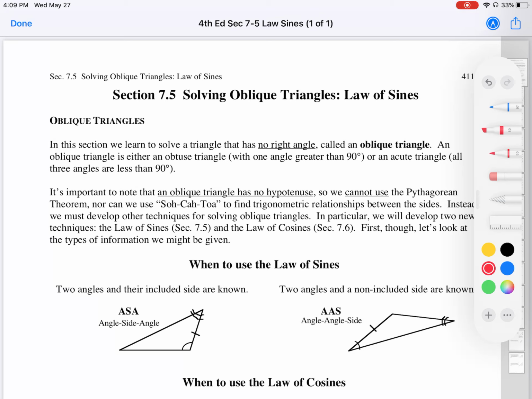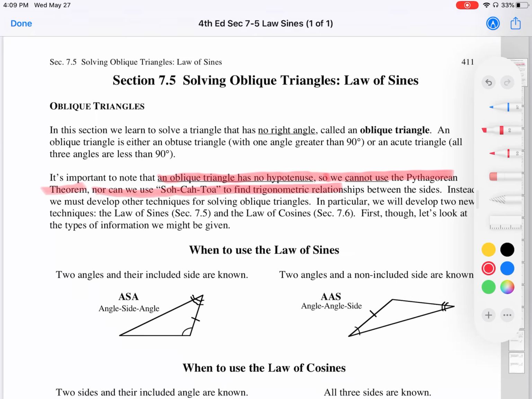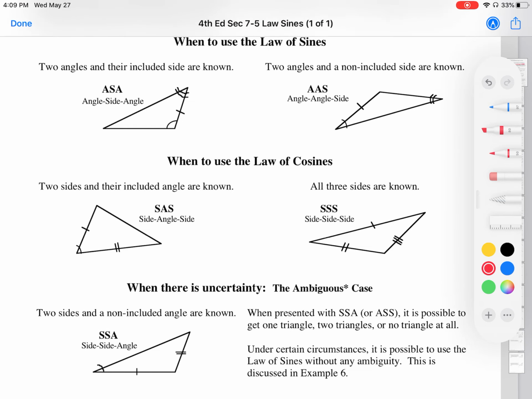It is important to note that an oblique triangle has no hypotenuse, so we cannot use the Pythagorean theorem, nor can we use SOHCAHTOA to find trig relationships between the sides. Instead, we must develop other techniques for solving oblique triangles. In particular, we will develop a new technique, the law of sines, and the law of cosines. First, though, let's look at other types of information we might be given.